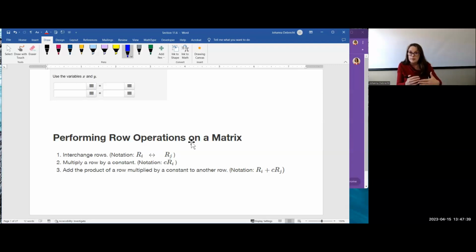And it looks a little different in matrix form. It's actually kind of fun. I love these. So hopefully you'll enjoy it too.